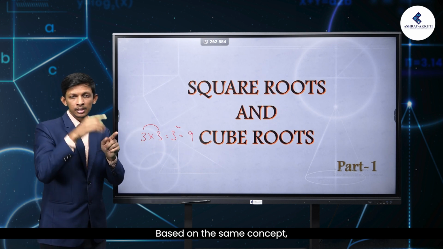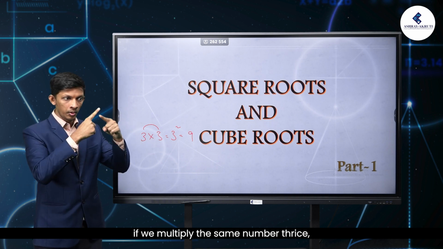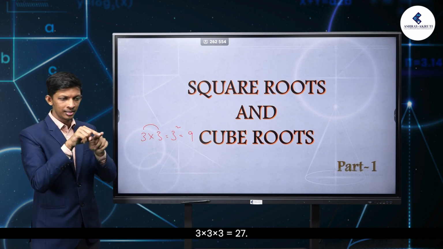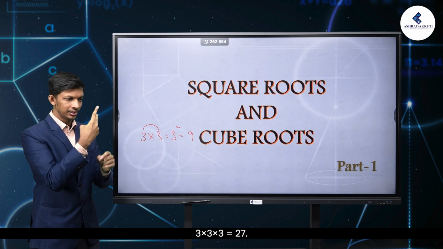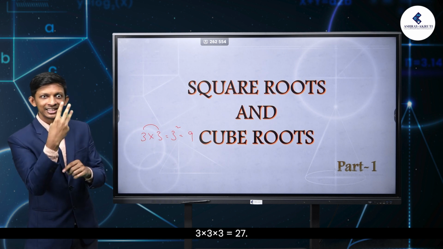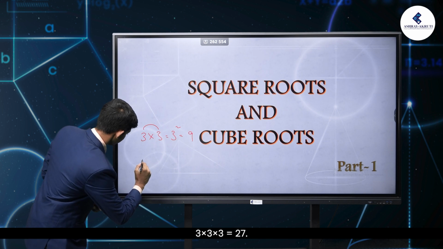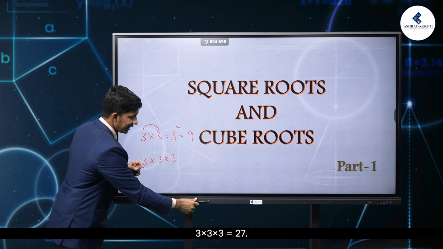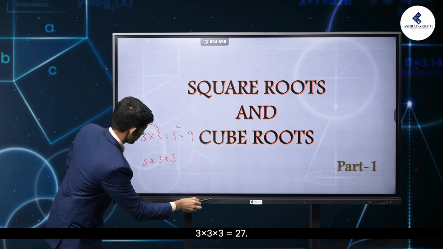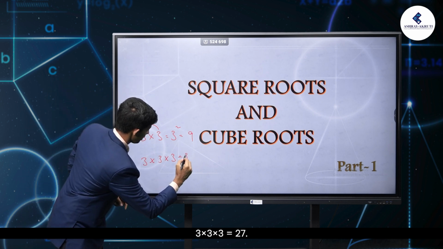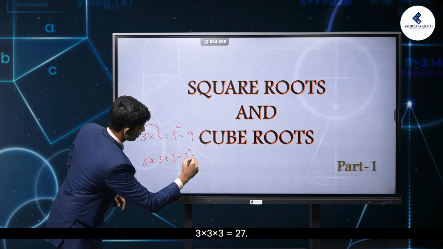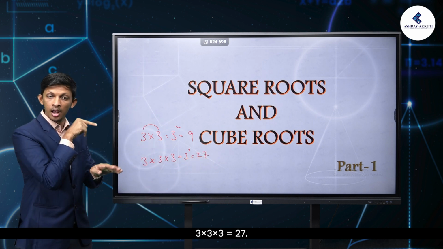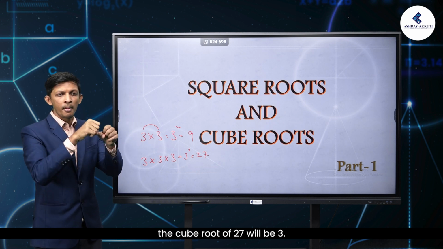Based on the same concept, if we multiply the same number thrice, we get its cube. For example, 3 into 3 into 3 is equal to 27. Also, the cube root of 27 will be 3.